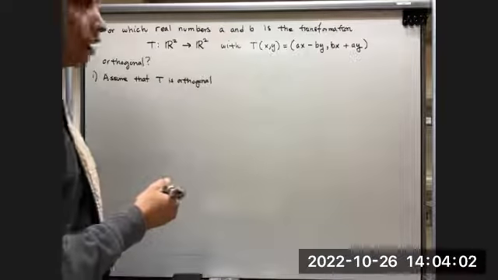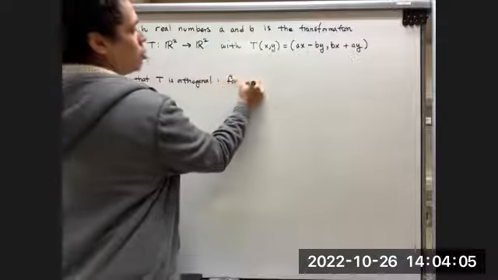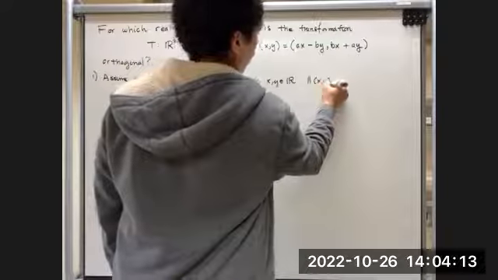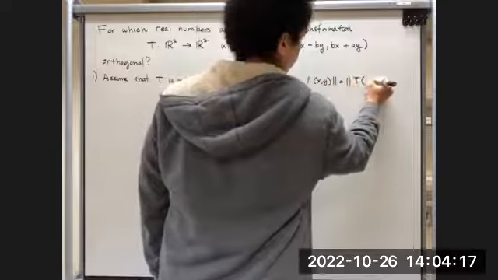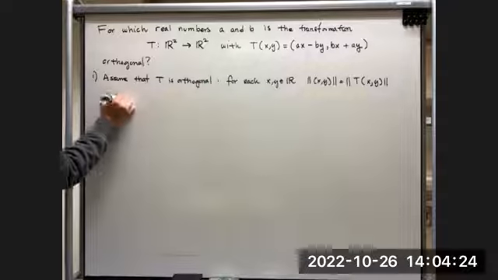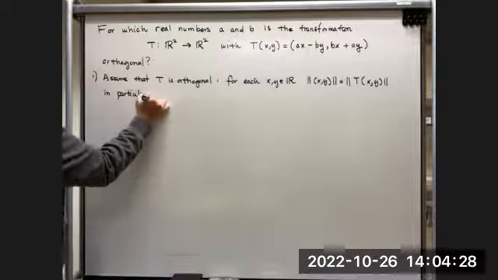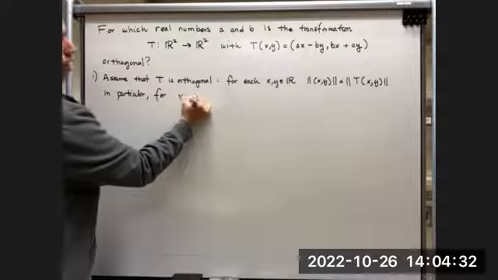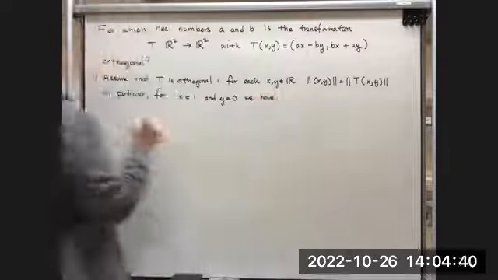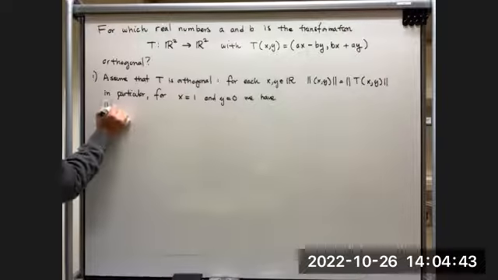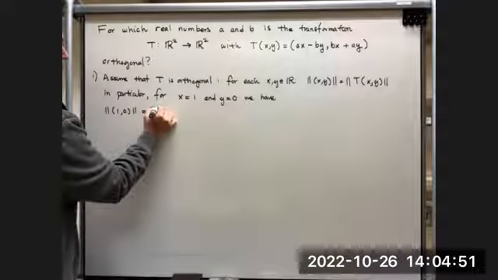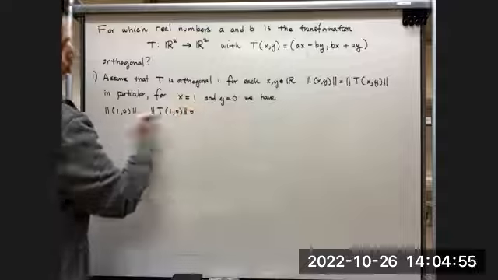What does that mean? That means that it preserves length. So in other words, for each x and y real, we have that the norm of x and y is equal to the norm of the transformation applied on x and y. Okay, so in particular, for x equal to 1 and y equal to 0, we have that the norm of 1, 0, interpret this as a vector, is equal to the norm of the transformation applied at 1, 0.